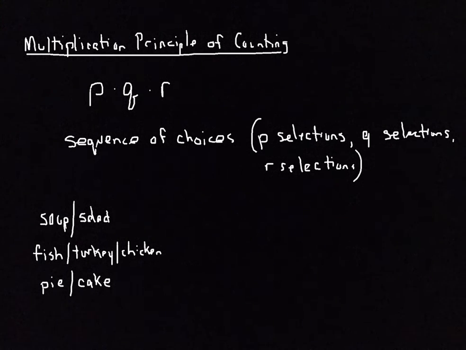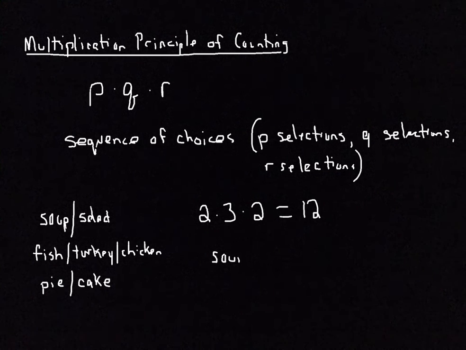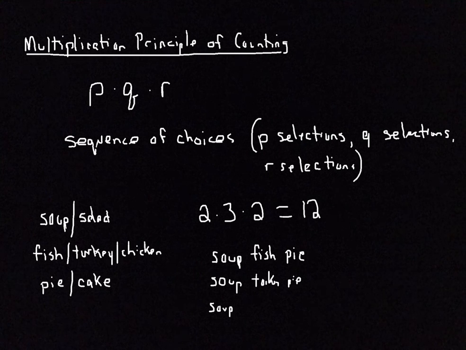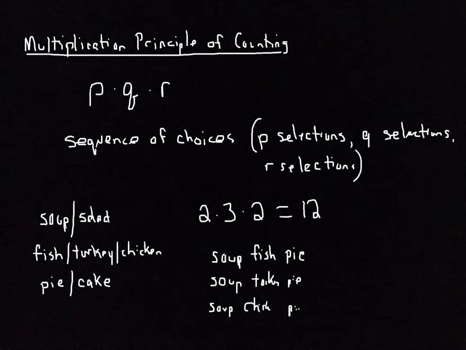Well, according to the principle, we'd have 2 choices for our appetizer, and then we'd have 3 choices for our entree, and then 2 for dessert. So when you multiply this out, 2 times 3 is 6, times 2 is 12. All right, now you could write all these out. It would take a while. You could either have soup first, and then fish, and then pie. You could have soup first, then turkey, and then pie. You could have soup, chicken, and pie. And if you continued, you could keep going. There would be a total of 12 different possible options to choose from.